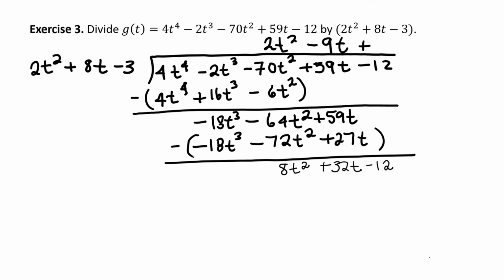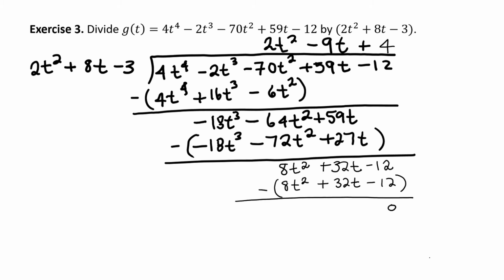What do you multiply to 2t squared to get 8t squared? 4. Let's distribute that 4 through our divisor. 2t squared times 4, that's 8t squared. 8t times 4, that's 32t. And negative 3 times 4, that's negative 12. Perform that subtraction, and the difference is 0.